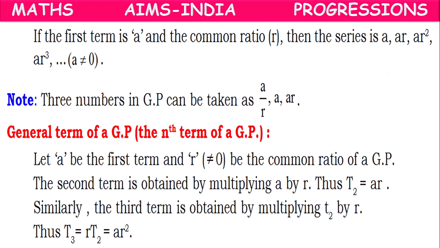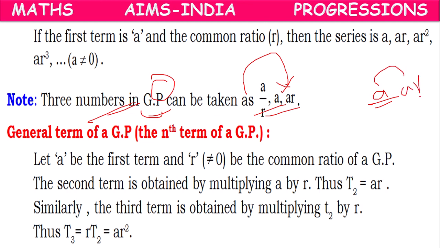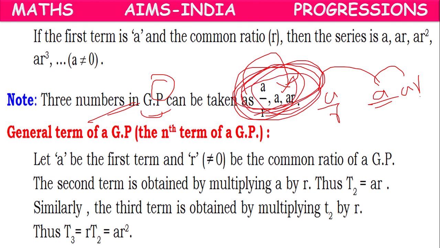Suppose if you want to take three numbers in a GP, for our calculation purpose, we can take A as the middle term. After A, we can have AR. Before A, we can have A by R. We can take three terms like this.